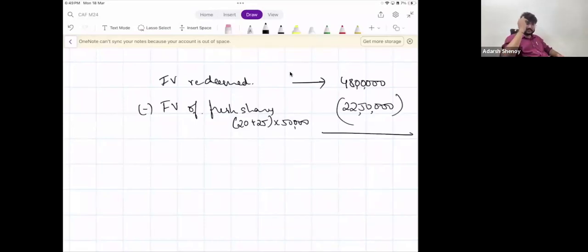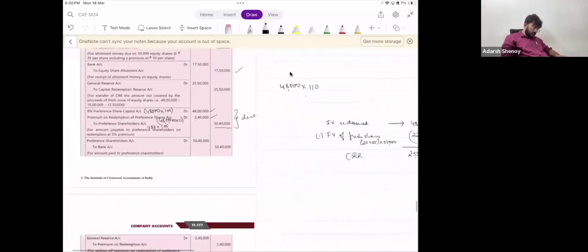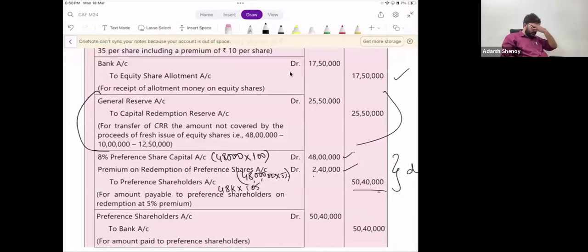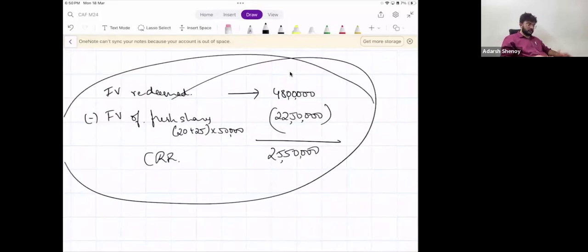Section 55, option 1, this is. So the balance out of 48 lakhs, fresh issue is 22 lakh 50,000. So the remaining 25 lakh 50,000 will have to be through CRR. You will have to create CRR for the remaining portion of 25 lakh 50,000. You can see over here, this is the CRR creation entry, 25 lakh 50,000, for transfer to CRR of the amount not covered by the proceeds of fresh issue of equity shares. So 48 lakhs is the total amount redeemed. In that, 10 lakhs is towards the application that we had received on those equity shares, and 12 lakh 50,000 is on the allotment. Anyway, you don't concentrate on that, you concentrate on this calculation. It's simple, right? You should just minus the face value received of the shares so far.